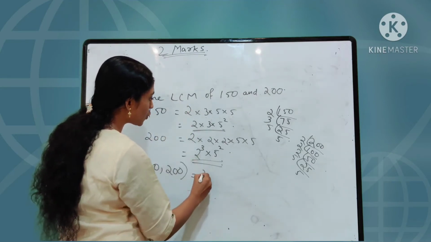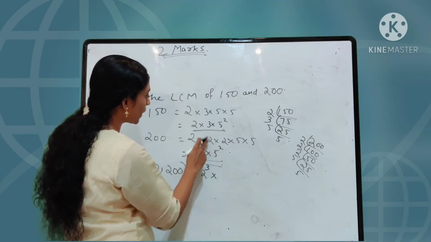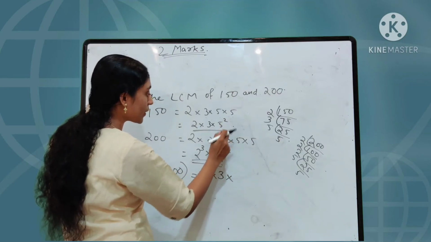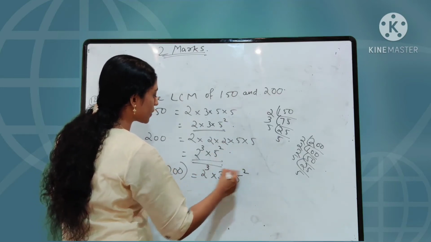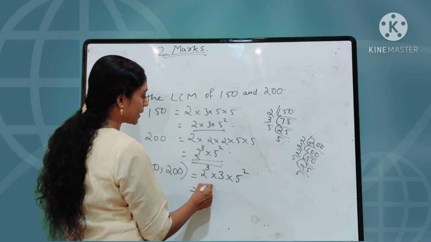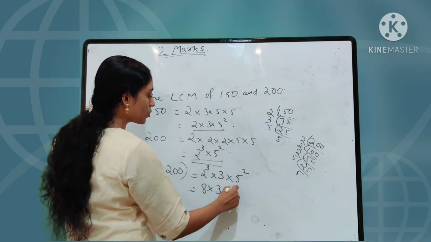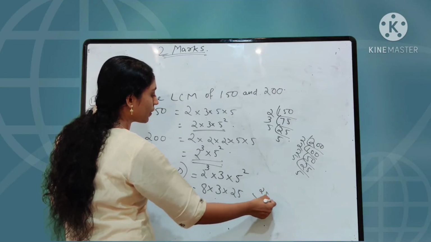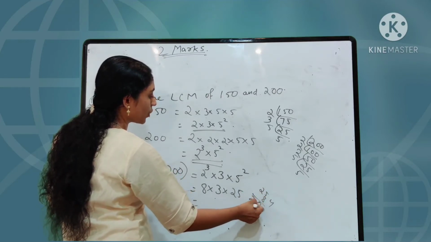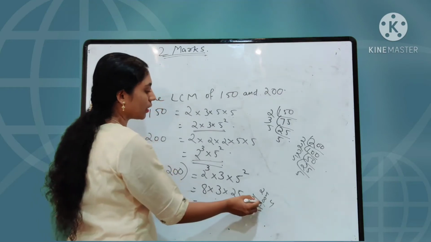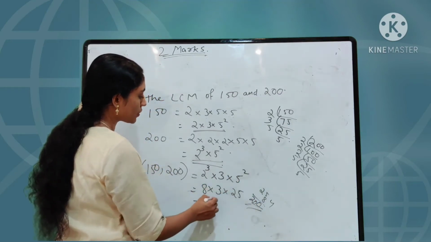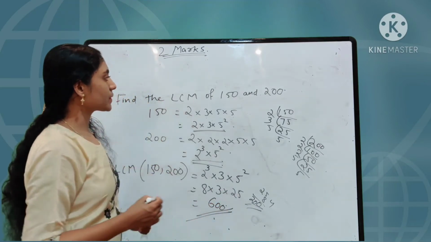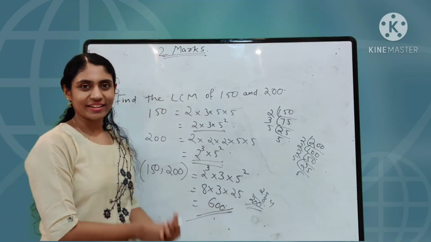The greatest power is 2 cube, right? And what about 3? 3 is there. So 3 into, what about 5? Here it is 5 square. Here also it is 5 square. So into 5 square. So what about 2 cube? It is 8. Into 3 into 5 square, it is 25. And we know 25 into 8, what is the answer? 400, right? Not 400, 200. So 200 into 3 it is 600. So LCM of these two numbers 150 and 200 is 600.